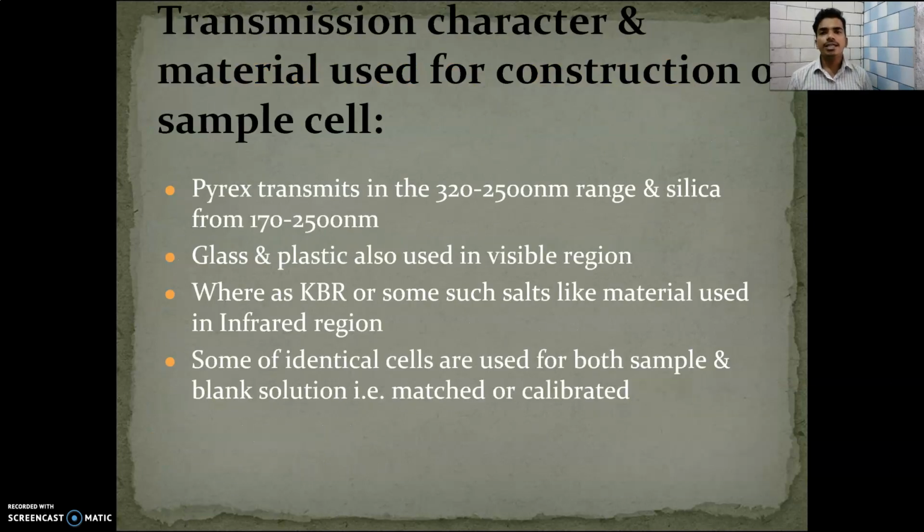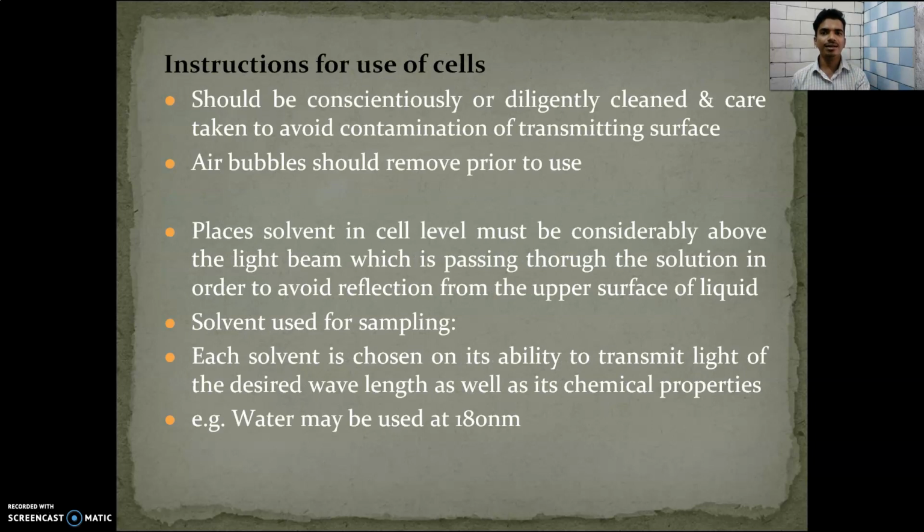Then, transmission characteristics and materials used for the construction of a sample cell. Already we have seen that different types of material are used. Pyrex transmits in the 300 to 2000 nanometer range; silica, glass and plastic are used in the visible region; and KBr material is used for infrared. So depending upon the analysis, we use the specific type of material. Important: identical cells should be used for both sample and blank solution, so matched pairs should be there. There are also instructions for the use of a cell, which should be followed in your day-to-day practical analysis of UV spectroscopy.